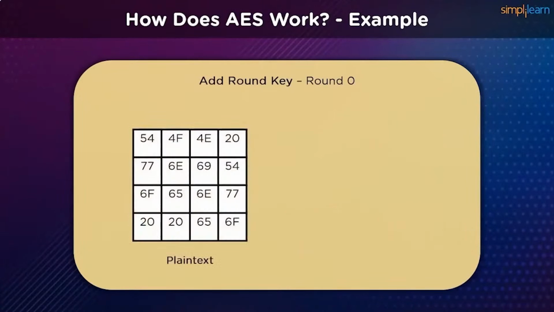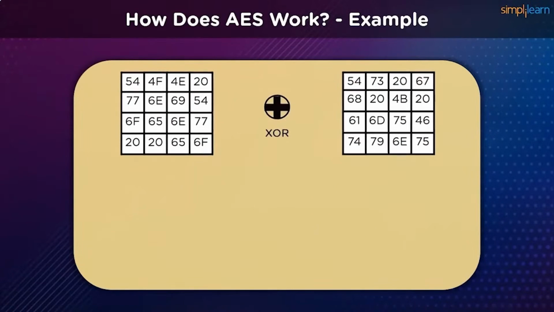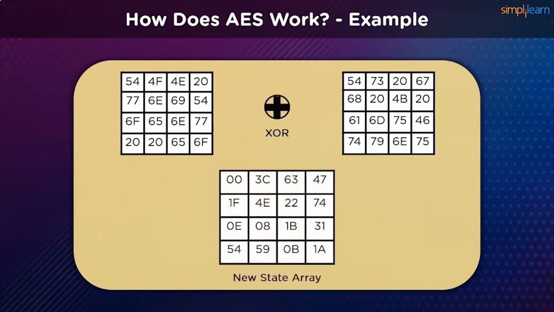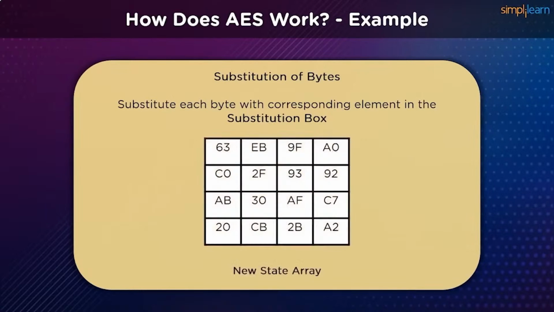In round 0, we add the round key. The plaintext is XORed with K0 and we get a state array that is passed off as an input to the substitution bytes process. When it comes to the substitution bytes process, we leverage an S box to substitute each byte with a completely new byte. This way the state array that we receive is passed off as an input to the row shifting process of the next step.